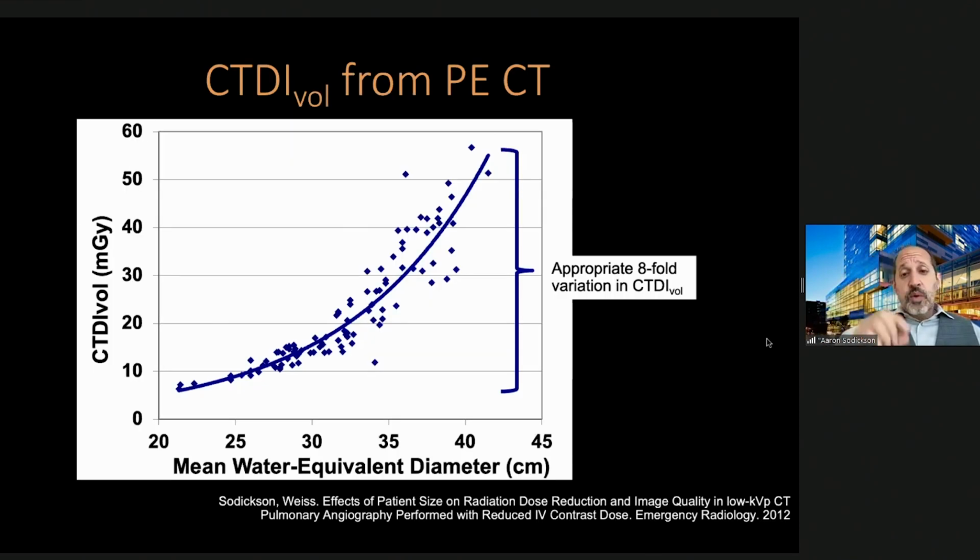If we look at a larger cohort of patients, here we have patients varying tremendously in size. Here I'm plotting mean water equivalent diameter on the x-axis, CTDIvol on the y-axis. This is purely adult patients, but we see an appropriate 8-fold variation in CTDI between our smallest adults and our largest adults. Again, just because of the physics of the situation, we just need that many more X-rays to penetrate through these very large patients and still end up with enough X-rays hitting the detector to produce the image quality we're after.